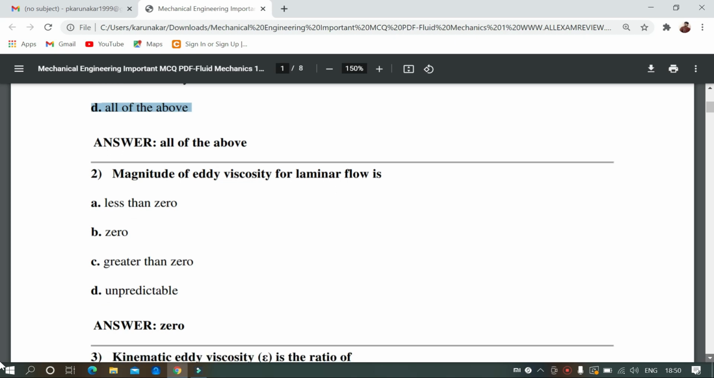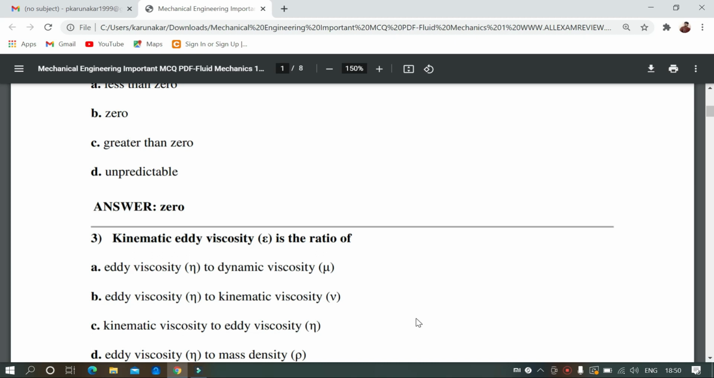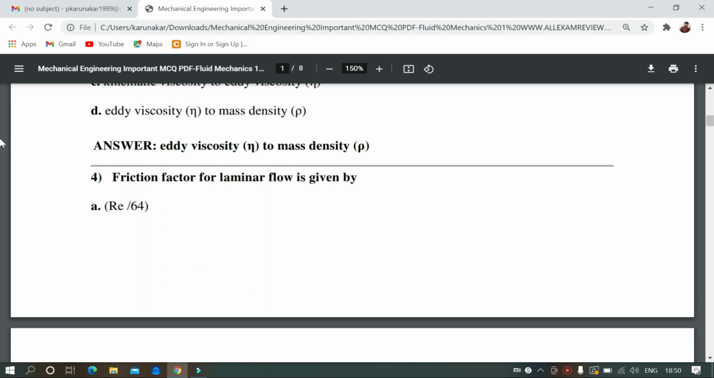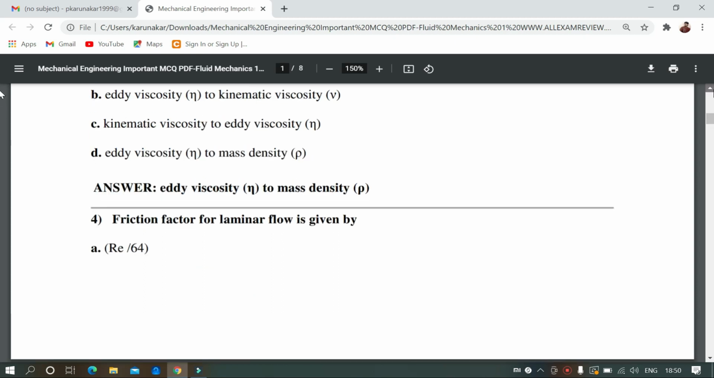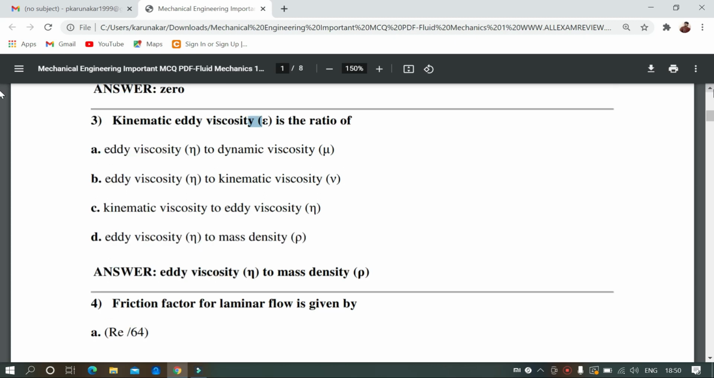So moving to the next question: kinematic eddy viscosity is the ratio of. So they are asking the kinematic eddy viscosity is the ratio of. So we can see the eddy viscosity symbol. So the options they're given are eddy viscosity to dynamic viscosity, eddy viscosity to kinematic viscosity, kinematic viscosity to eddy viscosity, and eddy viscosity to mass density. So the correct answer is eddy viscosity to the mass density.